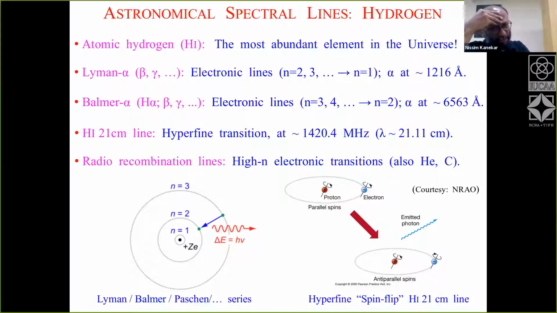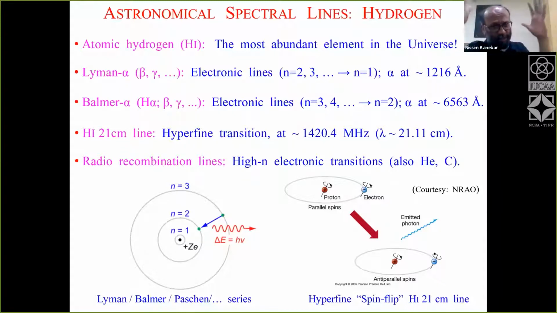In addition to that, you have things called radio recombination lines, which are like the Lyman, Balmer, Paschen and so on series, except that these are at very high n. They're also electronic transitions, but they're happening for n equal to, for example, 100 to 99. That causes the line to shift into the radio. This gives you information, for example, about the density and temperature of ionized gas frequently, or of the warm neutral medium. You also see such radio recombination lines in helium and carbon as well, especially at the lower frequencies in the radio, such as frequencies covered by the GMRT.